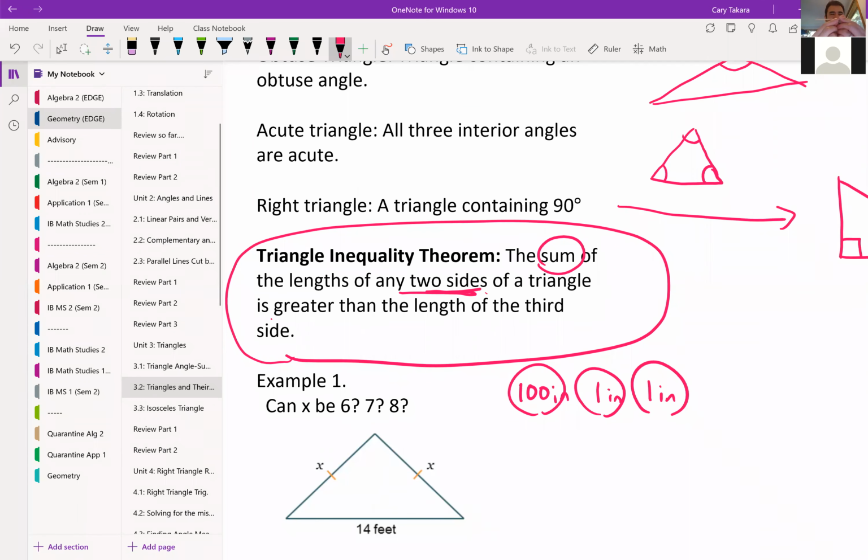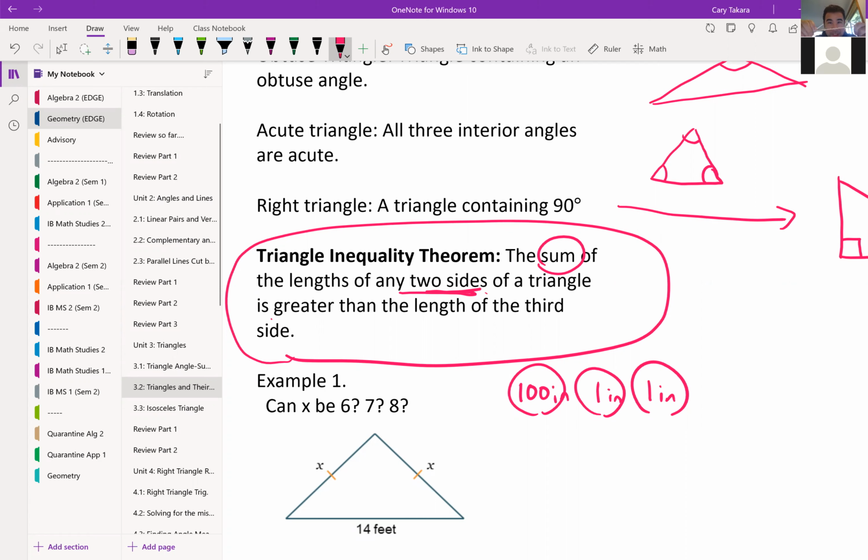So here I've got lots of bamboo skewers. Let's pretend that this is a 100-inch. It's the longest stick, right? So here's a 100. And then I've got a really tiny 1-inch long stick. So I'm going to connect that. And here's another 1-inch stick. Connect that. Now, do you think I can create a triangle out of those three sticks?